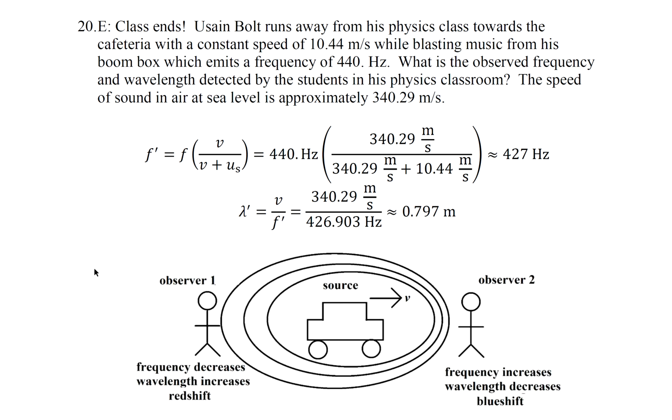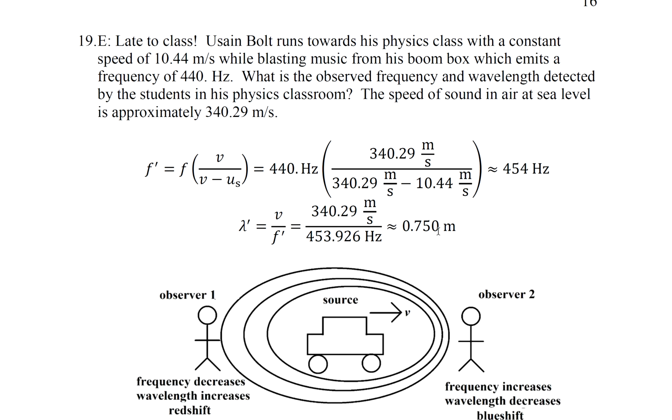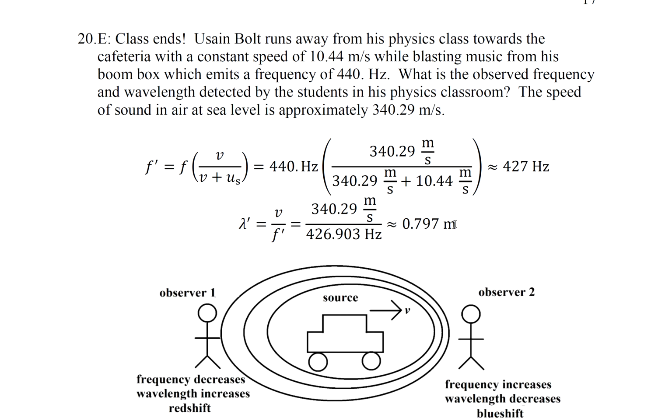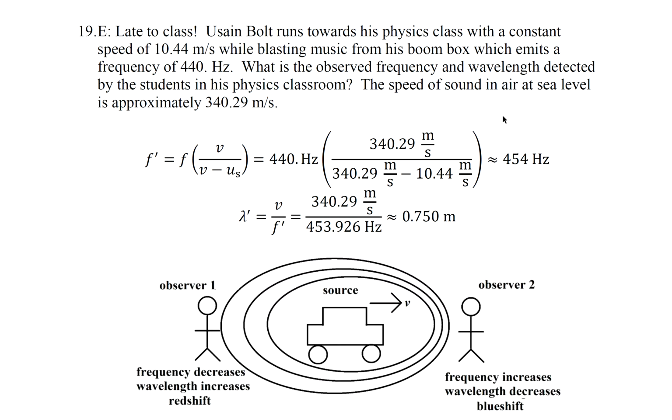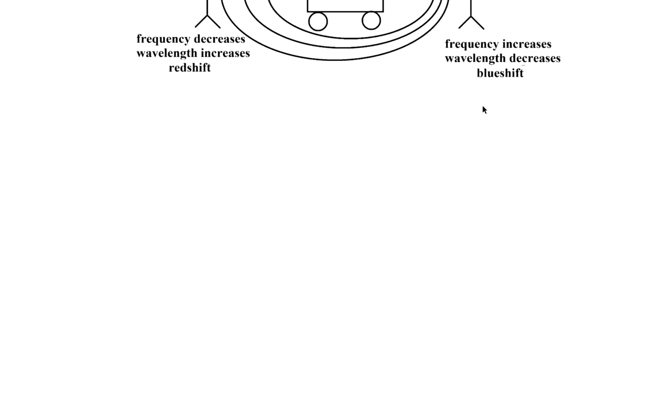So you can see in question 19, students observe a wavelength of 0.75 meters. When he runs away, it's 0.797 meters. The wavelength has increased. And you can see the frequency has decreased. It's 427 for this one because he's moving away. It's 454 for this problem because he's moving towards the detector.